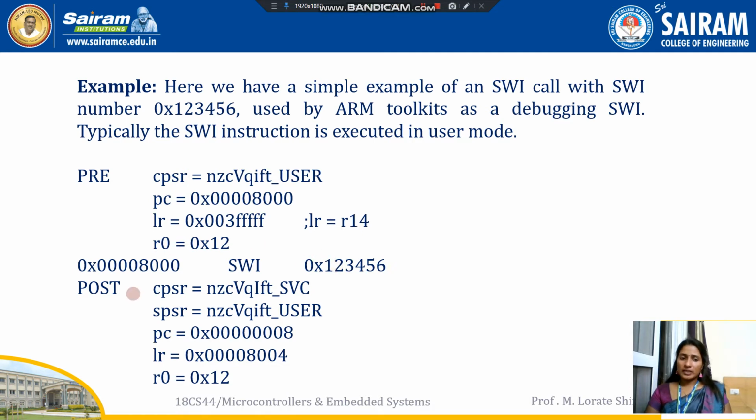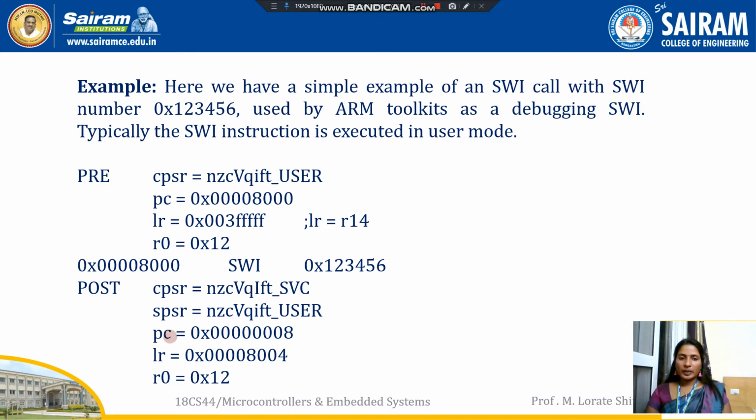So in the post state we'll see, whenever the SWI instruction occurs, these changes happen automatically in the program. CPSR will get supervisor mode, and SPSR is the CPSR only, but the mode is user mode. The remaining all will remain the same. And the I bit will become 1 in the CPSR. So CPSR I will become 1. For 1, we write that I in capital letter.